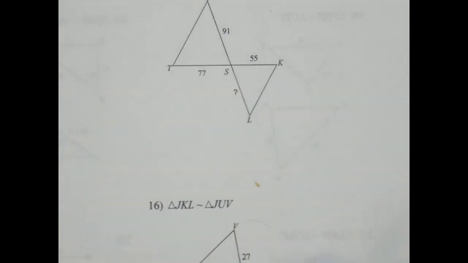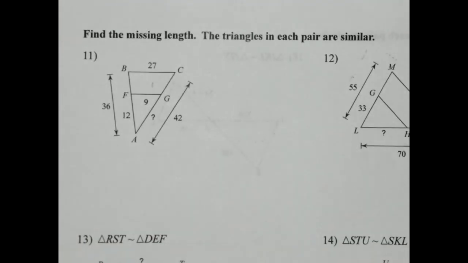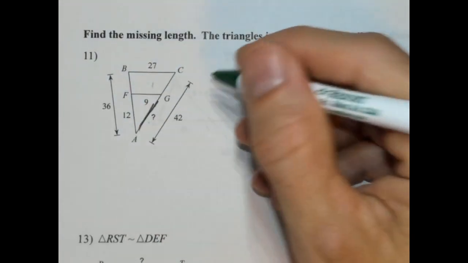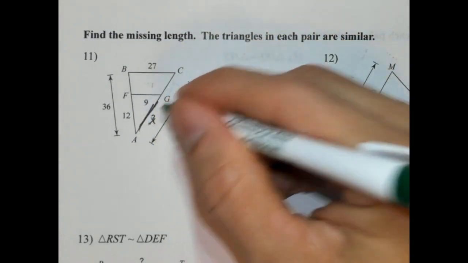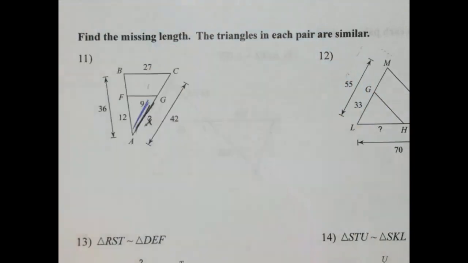Let's look at the next page. Number 11. All right, here we go. Find the missing length. The triangles in each pair are similar. So they tell us the triangles are similar. Now we're looking for the missing value here. Okay, so we're looking for that. All right, so we're going to assign a variable. It's going to be x. And our small triangle will be blue.